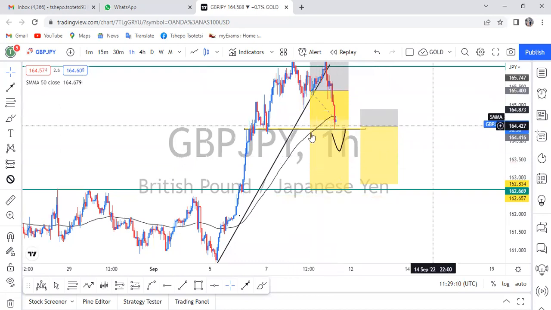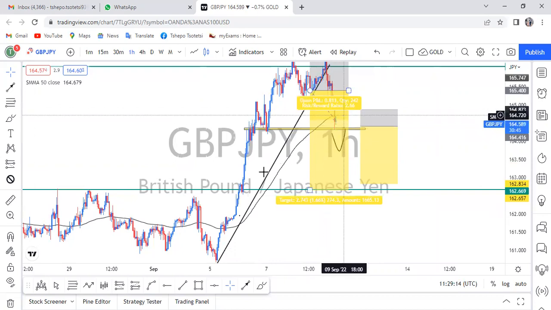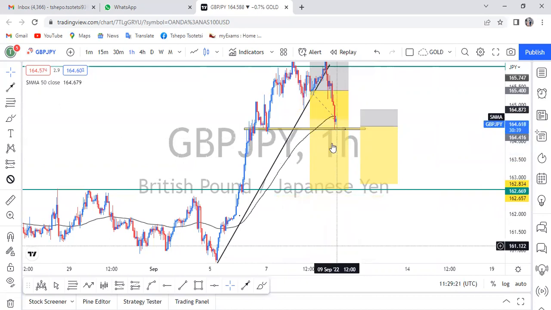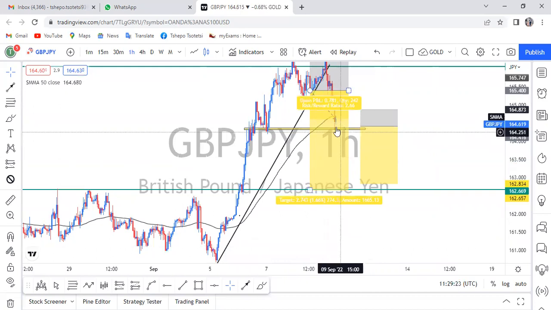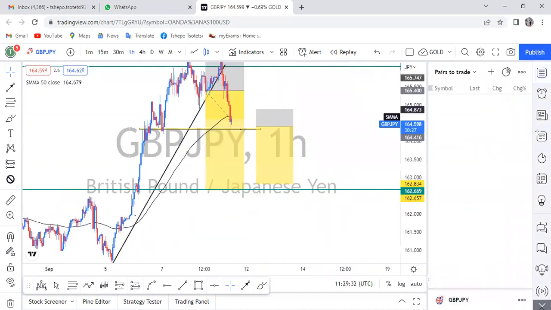This will be another entry, because now our moving average is no longer supporting, it is now resisting. So we'll take another entry at 2 o'clock, provided that price closes fully under our moving average. Guys, any questions or anything before I move to another pair?